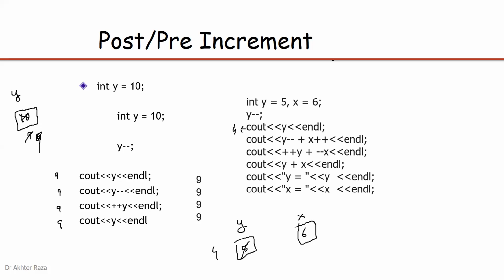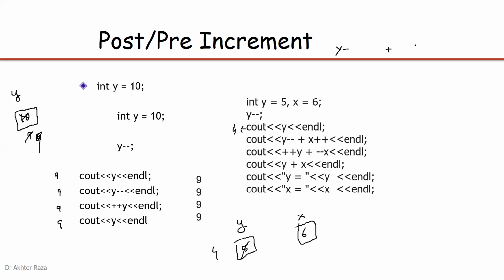Then there is a statement which has 4 contents. One is cout, then y plus, y minus minus, post decrement, then a plus, then plus plus x, pre-increment. Not minus minus, it is plus plus, sorry.